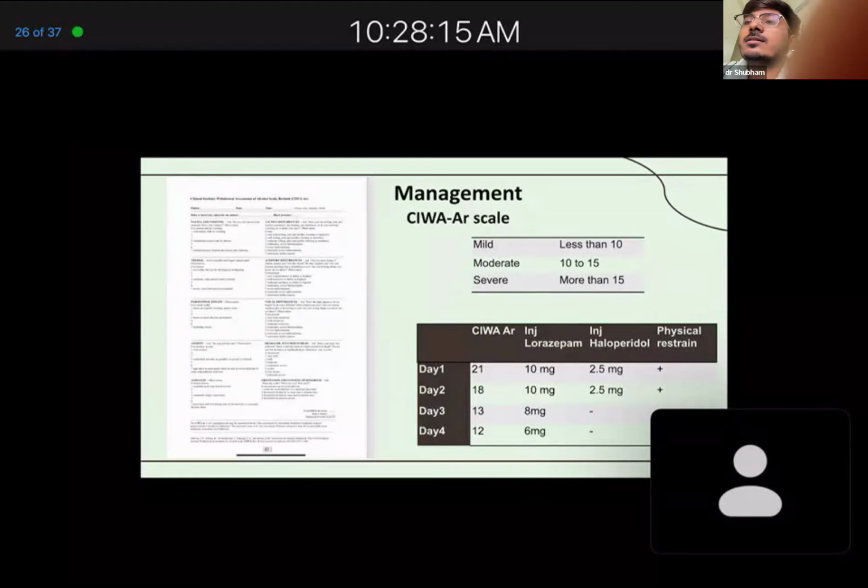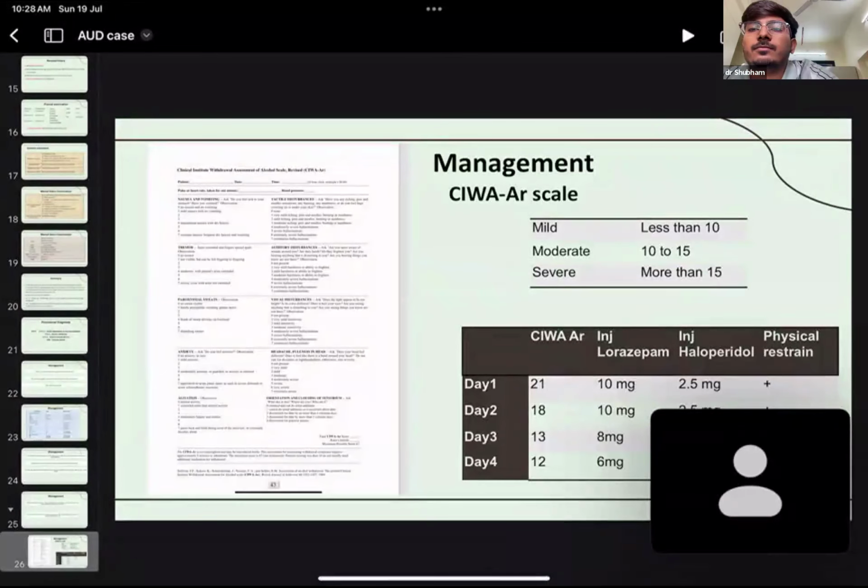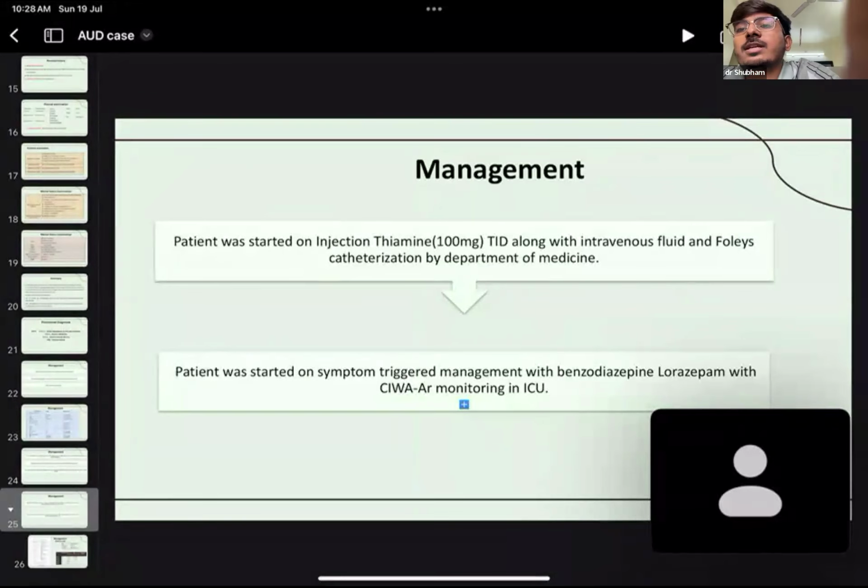In the management, the patient was started on injection thiamine 100 mg TDS intravenously with IV fluid, and Foley's catheterization was done by the department of medicine. Then the patient was started on symptom-triggered management with benzodiazepine, injection lorazepam, with CIWA-Ar monitoring in ICU.